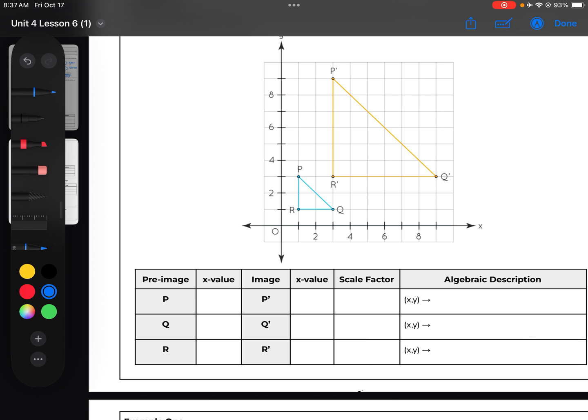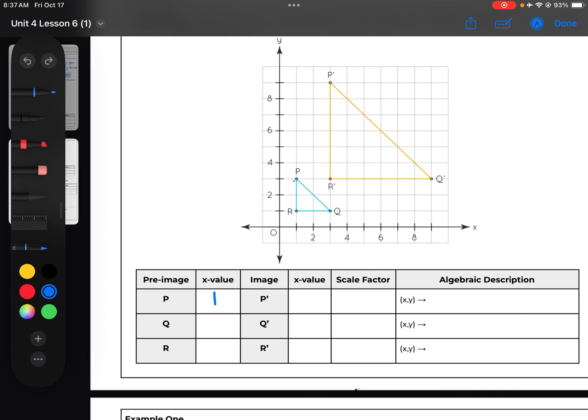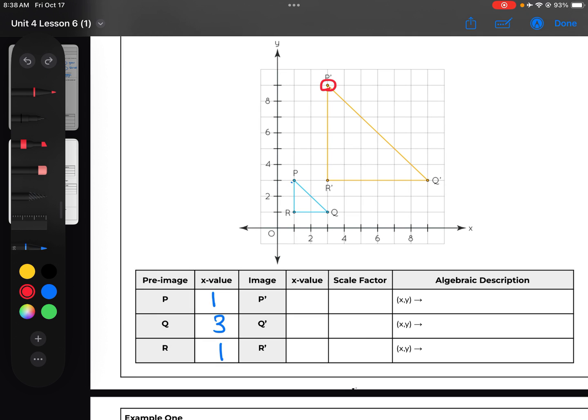So the x value for coordinate P right here is 1. The x value for Q is 3. And the x value for R is 1. Now, in the image, the x value for P prime is up here. It is 3. The x value for Q prime is 9. And for R prime, it is 3.